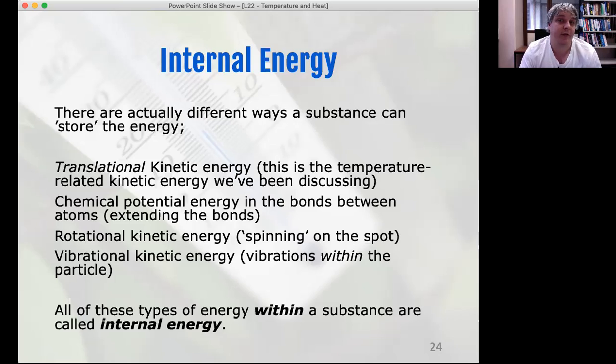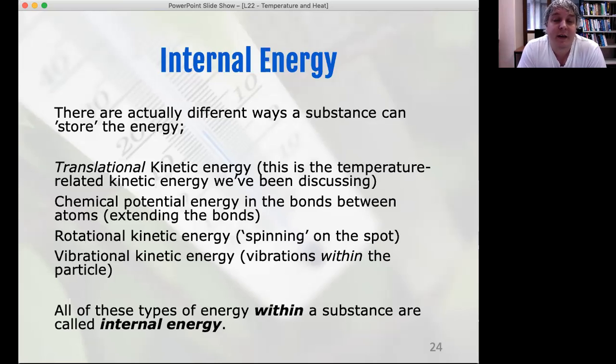Translational just means moving through space, which is the idea of that kinetic energy as it moves from one point to another point. It moves through space along some pathway. That's our traditional idea of kinetic energy, right? So that's what temperature is, translational kinetic energy. But that's only one type of energy that a substance can have inside it, internal energy, energy within the substance.